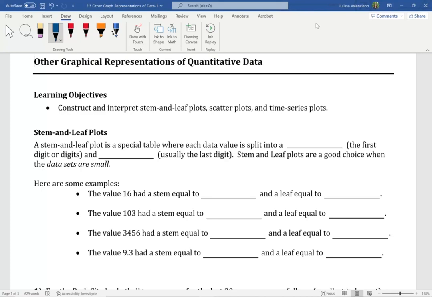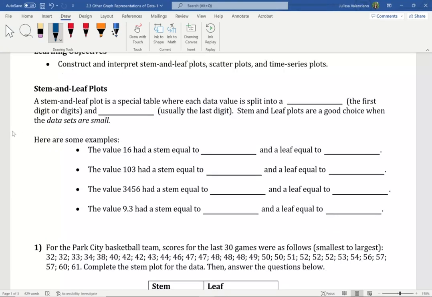In this lesson, we're going to continue talking about graphical representations of quantitative data. The learning objective for this lesson is to be able to construct and interpret stem and leaf plots, scatter plots, and time series plots. Please make sure to have access to Google Sheets. We're going to be using Google Sheets to construct these types of plots. Let's start by talking about stem and leaf plots.